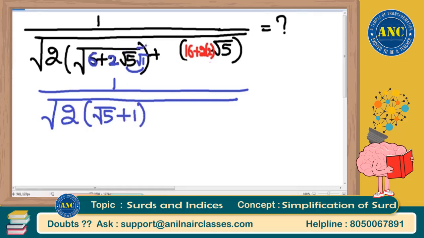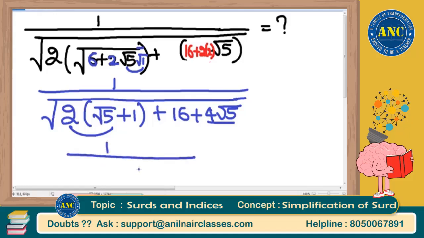Under the square root and square will cancel. So this is nothing but 16 plus 4 root 5, right? If I simplify further, this is 2 root 5 plus 4 root 5. This will become 6 root 5 in the denominator. 2 into 1 is 2 plus 16. It is 18. But this entire thing is again inside the square root, right?